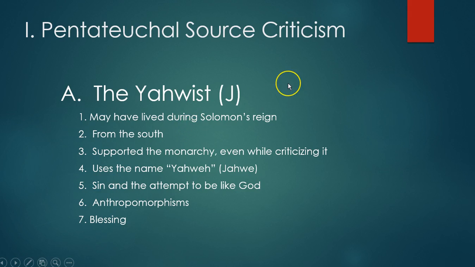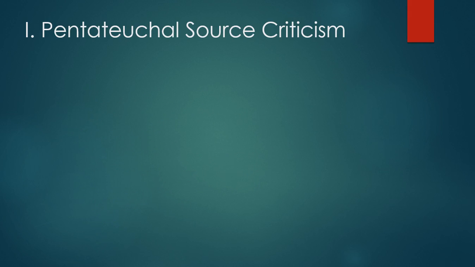So J was the first source that Wellhausen is going to identify. The second source is going to be somebody called the Elohist, or E. Elohist because he uses the name Elohim, which is simply the Hebrew term for God. We do not have the Elohist here in the first two stories of Genesis. In fact, the Elohist is the least well represented source that we have in the Pentateuch, and there's been some debate among scholars about whether E even ever existed as a separate source.